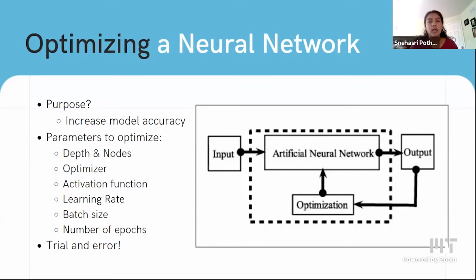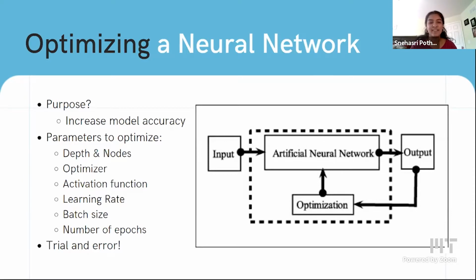Now, one of the hardest parts of creating a neural network is optimizing it. And the purpose in optimizing a neural network is to increase model accuracy. The reason it's so hard to optimize is because there are so many parameters that you can change. For example, here we have a few listed. Depth and nodes we touched on in the last slide. The optimizer is essentially what's editing the weights and the learning rate to minimize the loss. The activation function is the mathematical equation at each node that the model is learning through.